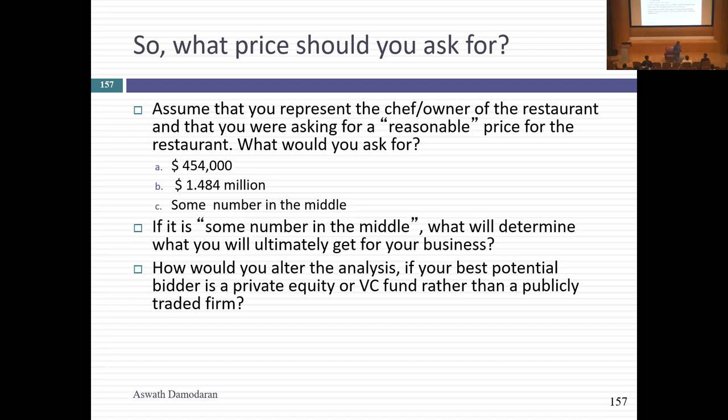Which is, I don't care what I look like. You're a private company and your next best alternative is another private buyer. So I'm going to start at 453,000. And if I'm the only game in town, I'm the only public buyer and everybody else is a private buyer, guess who's going to end up winning this game? I'm going to end up getting it for close to 453,000.